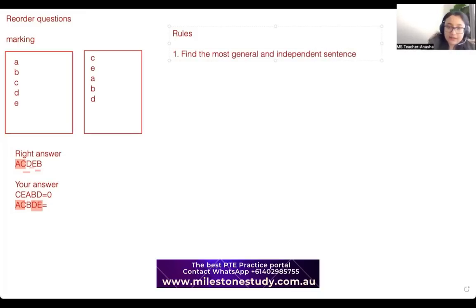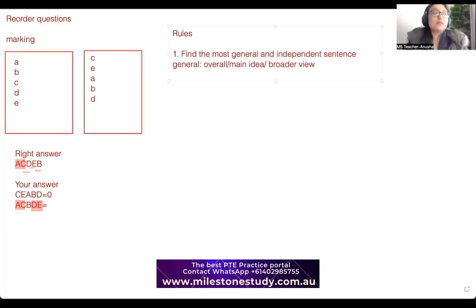This is quite easy. The first step is easy. You will find one sentence which is the most independent and most general, okay? Now, what is the definition of general and independent? Independent means, let's first talk about general, okay? General means overall, main idea, broader view.